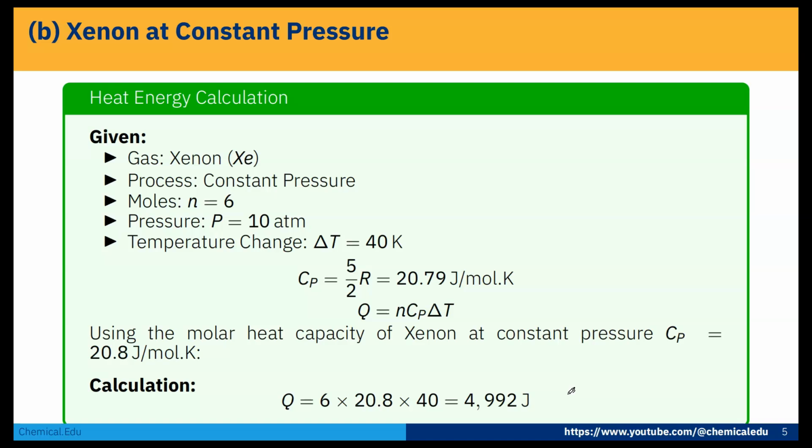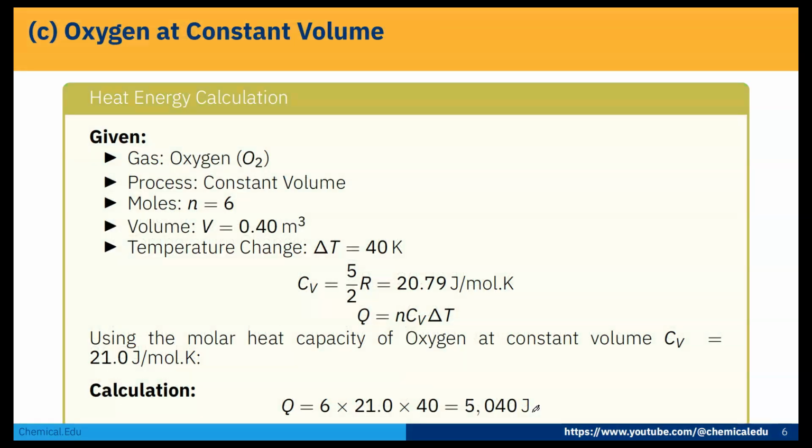Now next is xenon at constant pressure. The gas is xenon, process constant pressure, n is 6, pressure P is 10 atm, and temperature change delta T is 40 Kelvin. CP is 5/2 R, that is 20.79 joule per mole Kelvin. Q is n CP delta T. Using the molar heat capacity of xenon at constant pressure, CP is 20.8 joule per mole Kelvin. So n is 6, CP is 20.8 and delta T is 40, that is 4992 joule.